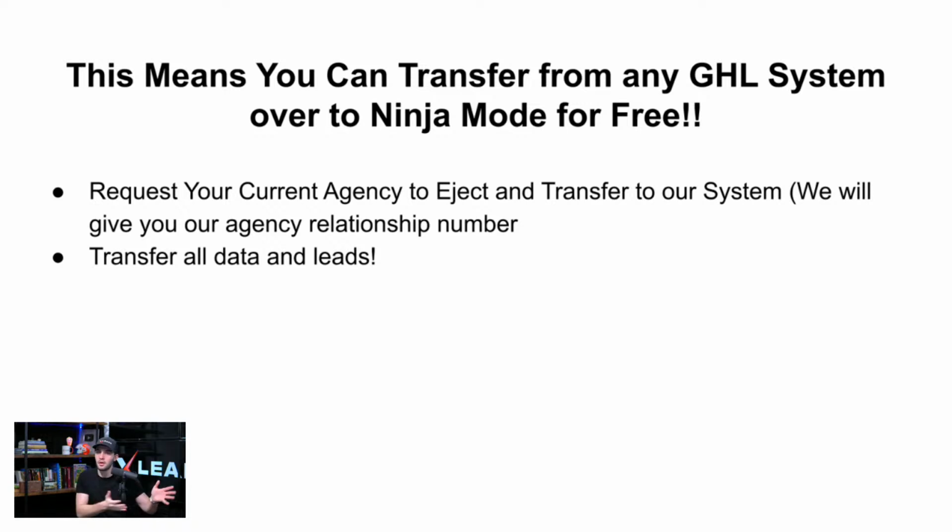A lot of people are paying $199 a month for their GoHighLevel, white label, whatever you want to call it, blasting deals, or I don't know. You call them whatever you want. All you have to do is go to the agency you're paying $199 a month for and request, can you eject me and transfer us over to XLeads? And what you've got to do is email billing@xleads.com, and we'll give you our agency relationship number.